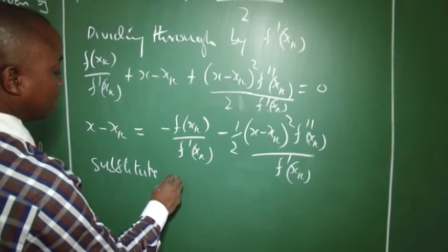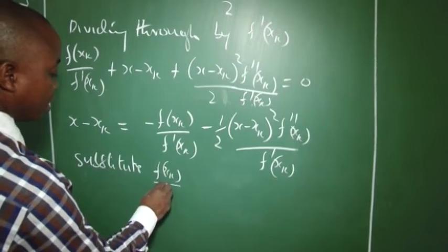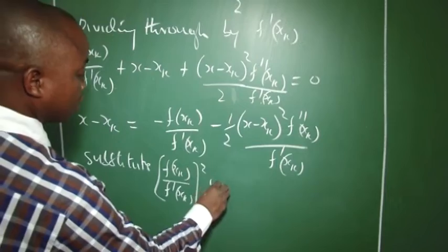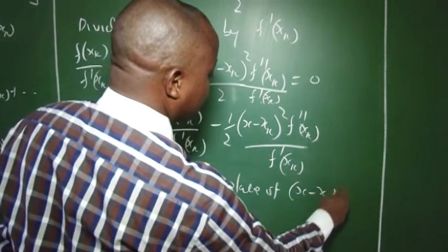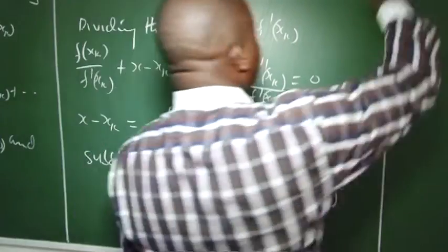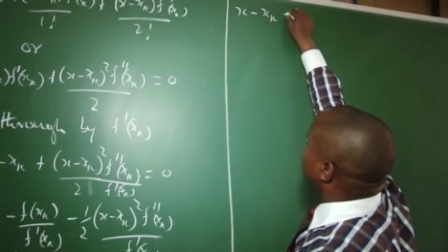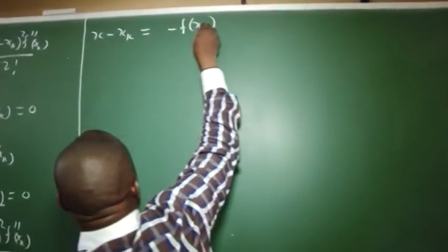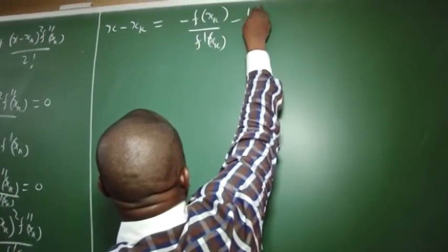I'm going to substitute f of sk over f prime of sk square in place of x minus sk square. So if I do that here, I'm going to get something like this: x minus sk equal minus f of sk over f prime of sk minus 1 over 2.